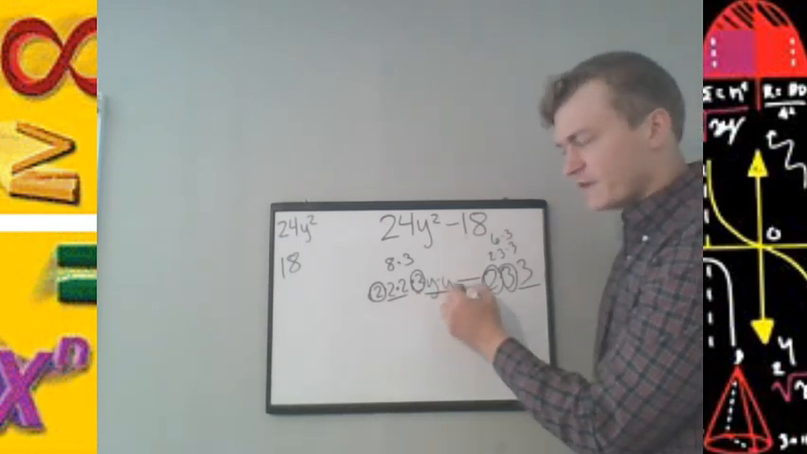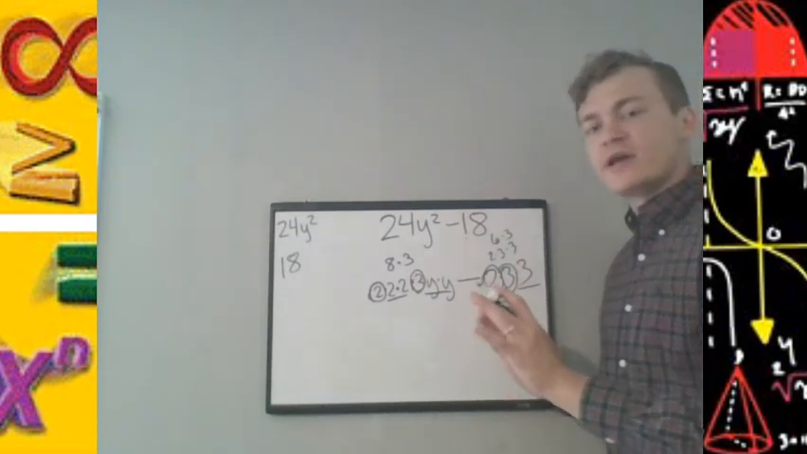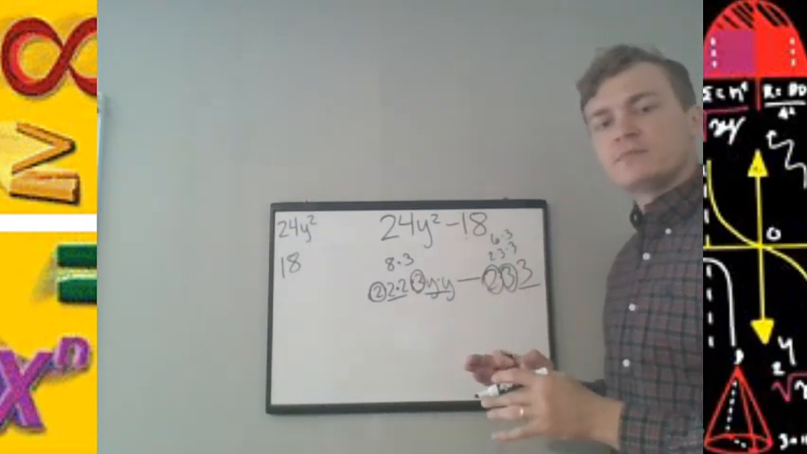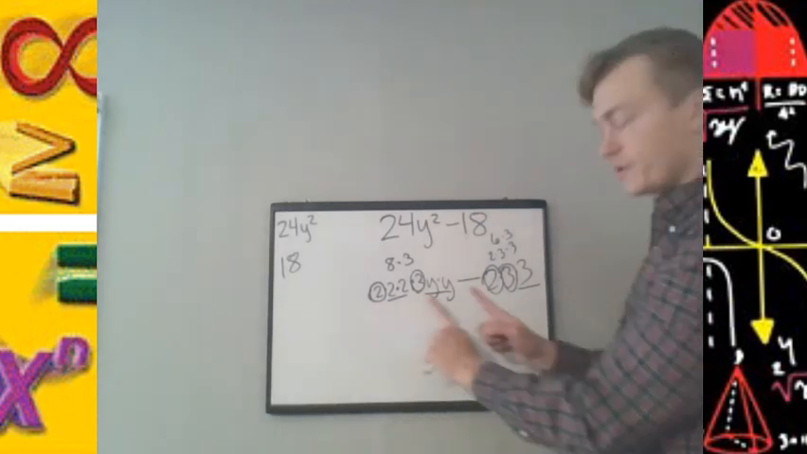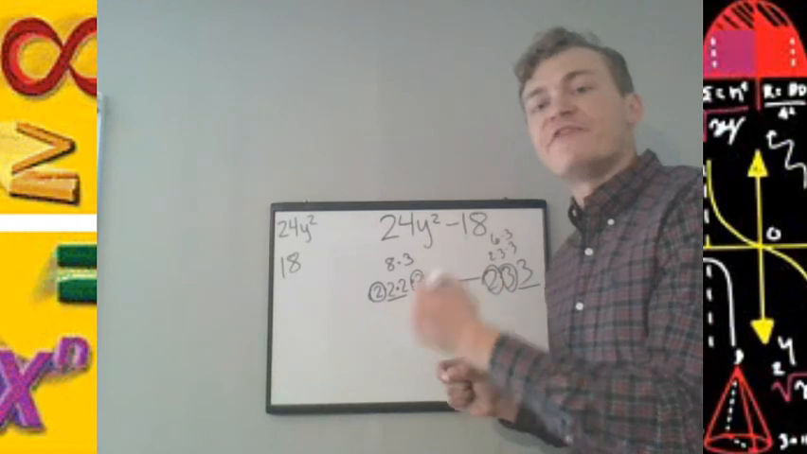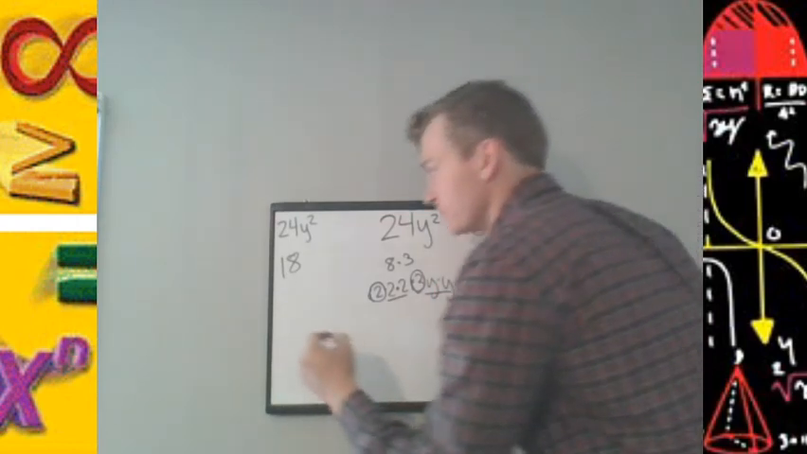I have these two factors of y over here, but I have no factors of y over here. So there is no common factor of y. So what are my common factors? 2 and 3. My common factors are 2 and 3. Factors multiply. 2 times 3 is 6.